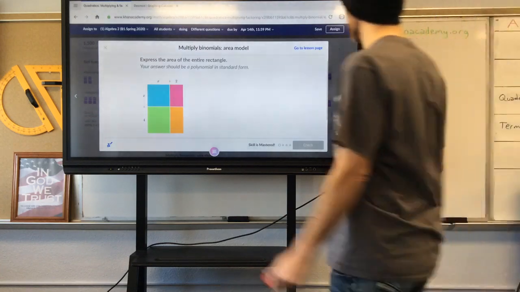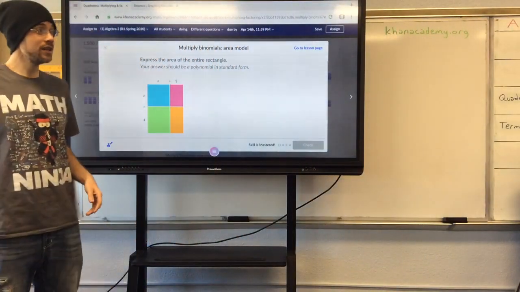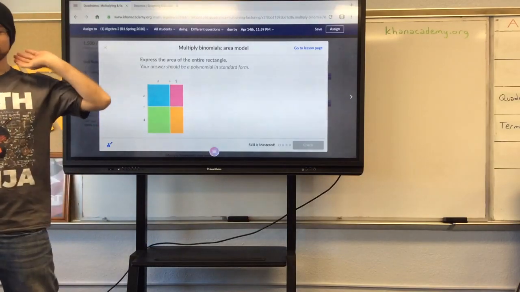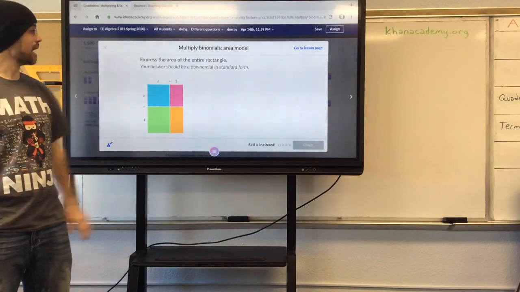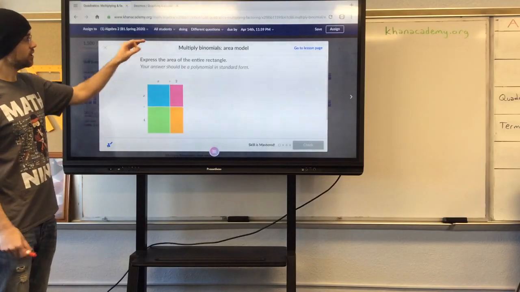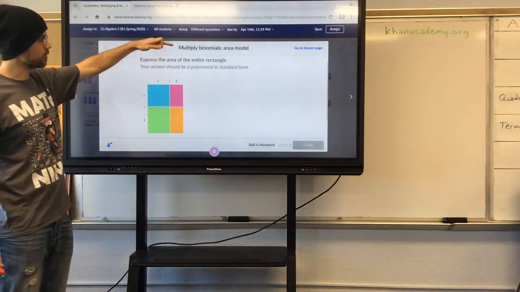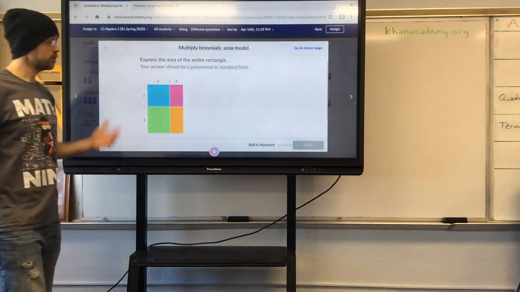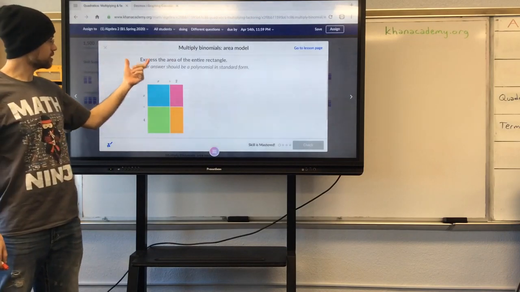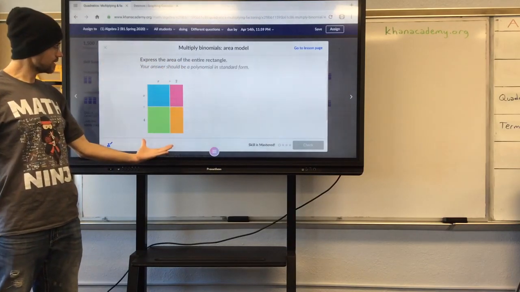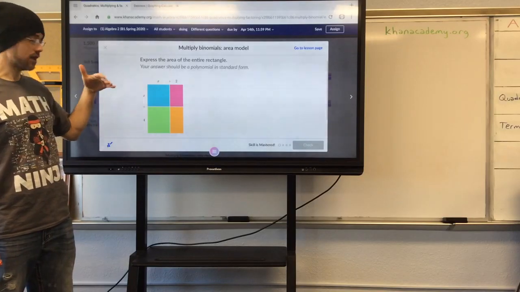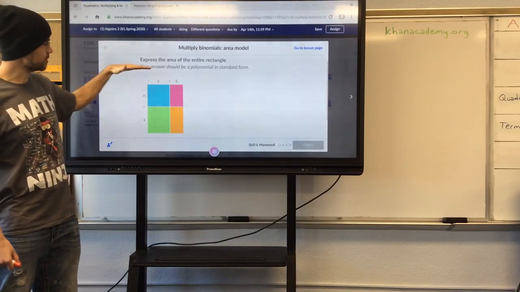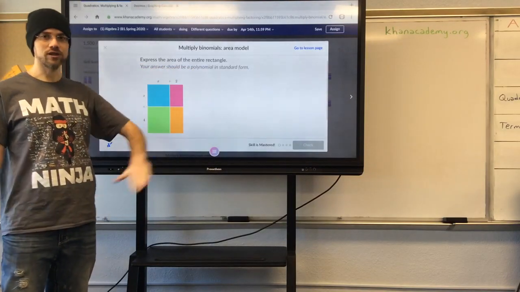All right, welcome back. We are in Khan Academy on Algebra 1, and our unit is Quadratics Multiplying and Factoring. This is the skill we're working on, multiply binomials area model. It tells us to express the area of this entire rectangle, and they tell us specifically your answer should be a polynomial in standard form.